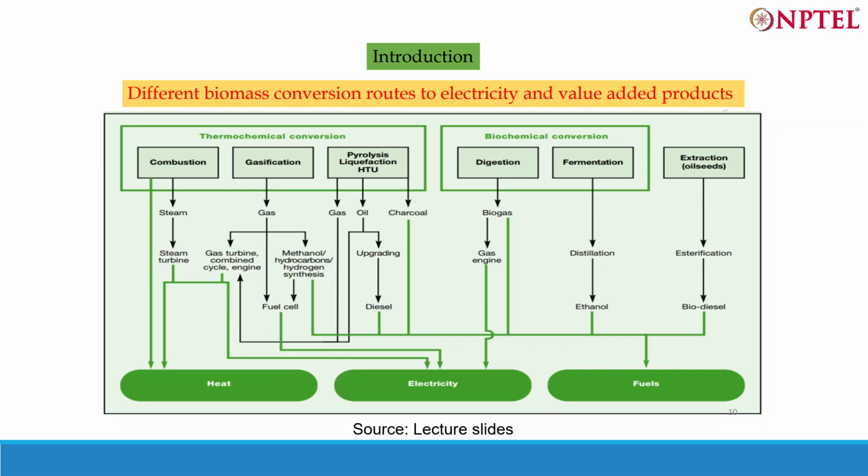If you see gasification, it is a kind of partial oxidation to convert the biomass into syngas or producer gas. There is a difference between syngas and producer gas. Most people use these terms interchangeably, but no, syngas is CO plus H2, a mixture of carbon monoxide and hydrogen, but producer gas contains some other gases also mixed in it. So gasification can be used to produce producer gas.